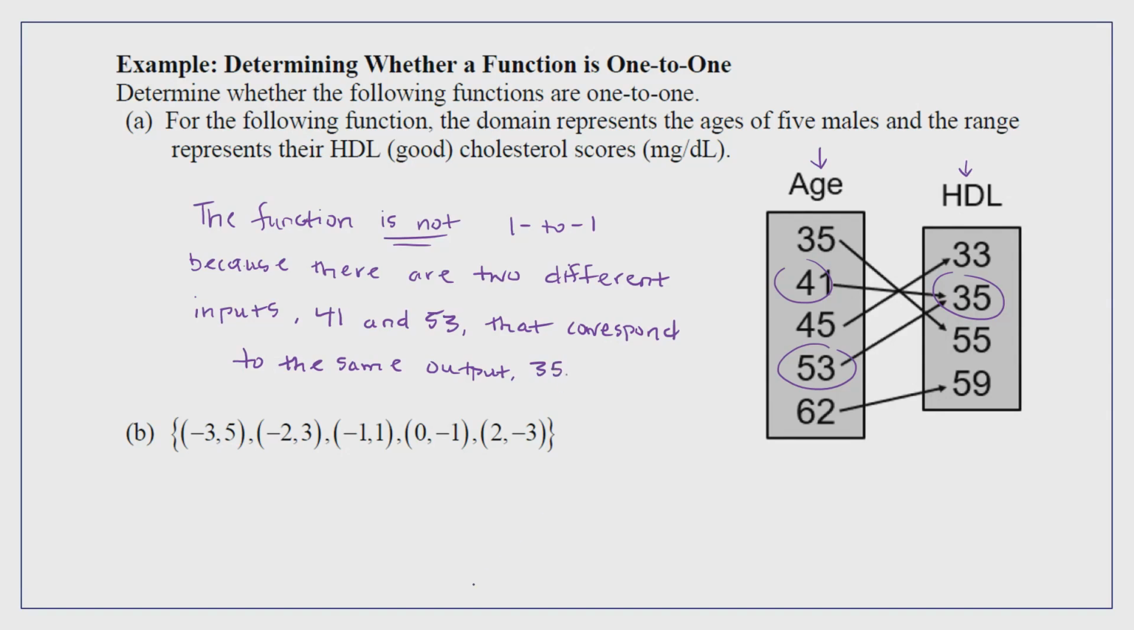For B, we have a set of ordered pairs. -3 maps to 5, -2 maps to 3, -1 maps to 1, 0 maps to -1, and 2 maps to -3. Note that there are different x values, and each x value maps to one specific y value. No two x values have the same y.